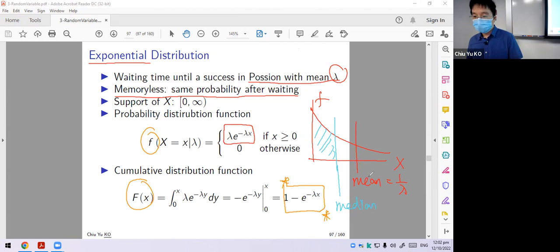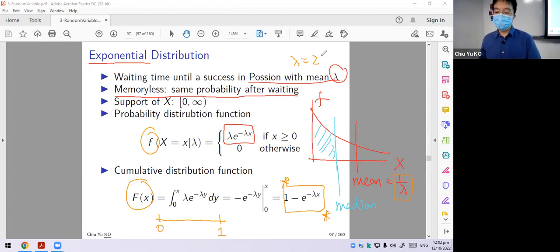And now we try to explain why we have 1 over lambda in this particular case. Just to give an example to see why this is true, consider the case where you have a Poisson process over an hour, and we say lambda is 2. That means that on average, within an hour, you have 2 successes.